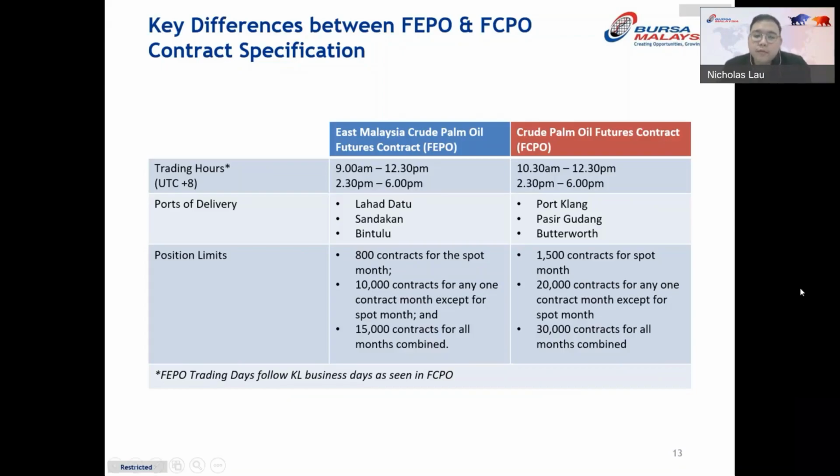The reason for having the position limits to be half of that of FCPO is that this contract is a new contract, and for those of you who don't know, FCPO used to have the position limits which we see now for FEPO. It's only when FCPO became really liquid and mature that we decided to double up the position limits. And of course, another thing to note would be that the trading days for FEPO follow KL business days as seen in FCPO. So they do not follow the East Malaysia business days.